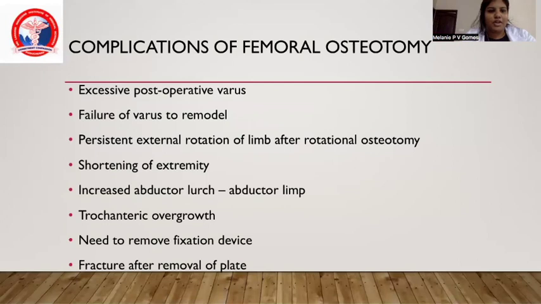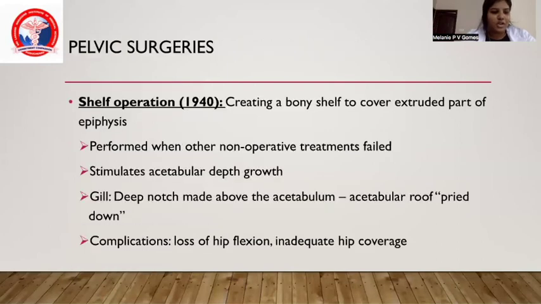Excessive postoperative varus, failure of varus to remodel, persistent external rotation of the limb after rotational osteotomy, shortening of extremity, increased abductor lurch, resulting in abductor limp, trochanteric overgrowth, need to remove the fixation device, fracture after removal of plate.